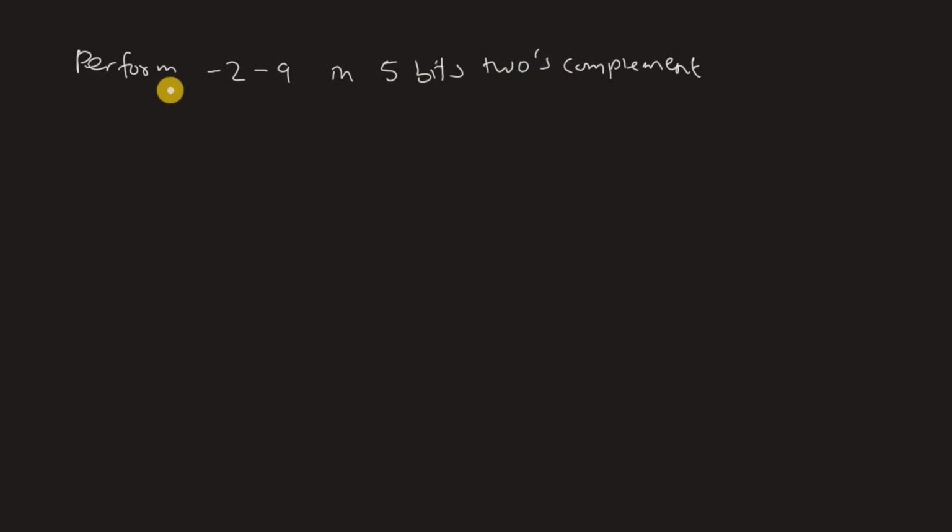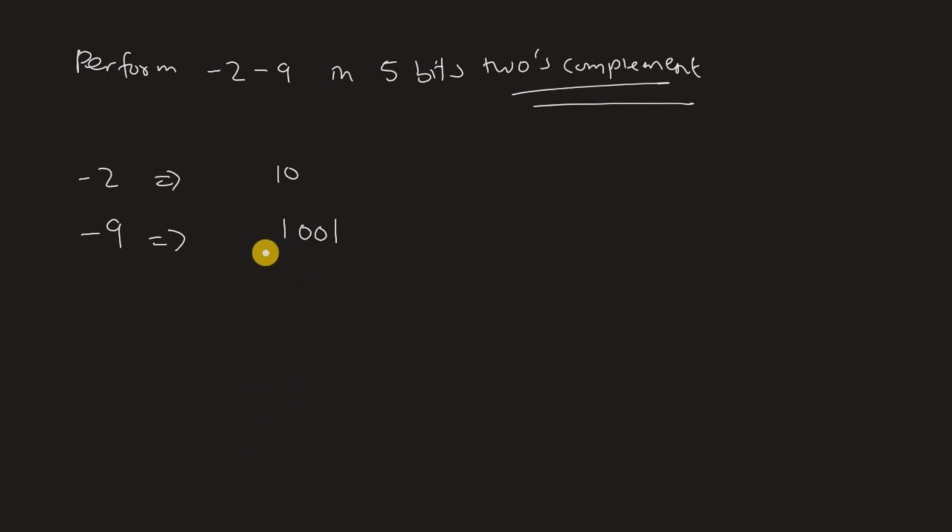Okay, so we have this next question over here. We need to perform this in 2's complement. So again, first step is to convert this into binary. So -2, you already know that's a 1 0 in binary, right? But since we're doing 2's complement, we take unsigned. So we're not going to put 1 over here, we're going to ignore the sign. And -9 in binary, that's a 1 0 0 1.